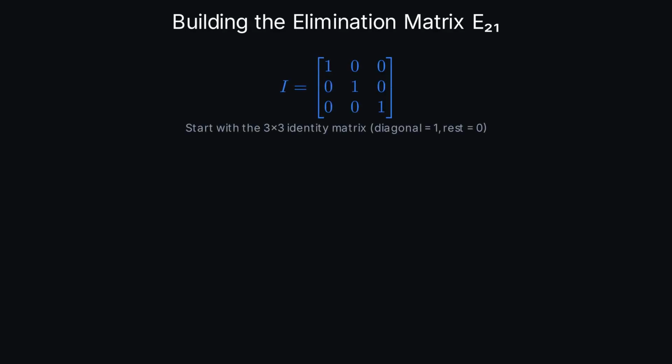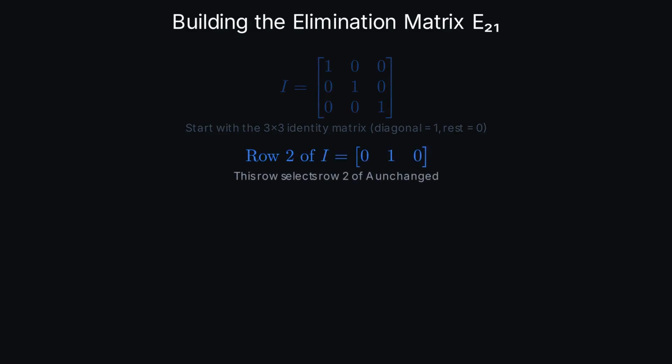Start with the 3 by 3 identity matrix. Its diagonal entries are all 1s and everything else is 0. Now look at row 2 of the identity. It's 0, 1, 0. When this row left multiplies A, it selects row 2 of A unchanged, but we don't want row 2 unchanged. We want row 2 minus 3 times row 1.